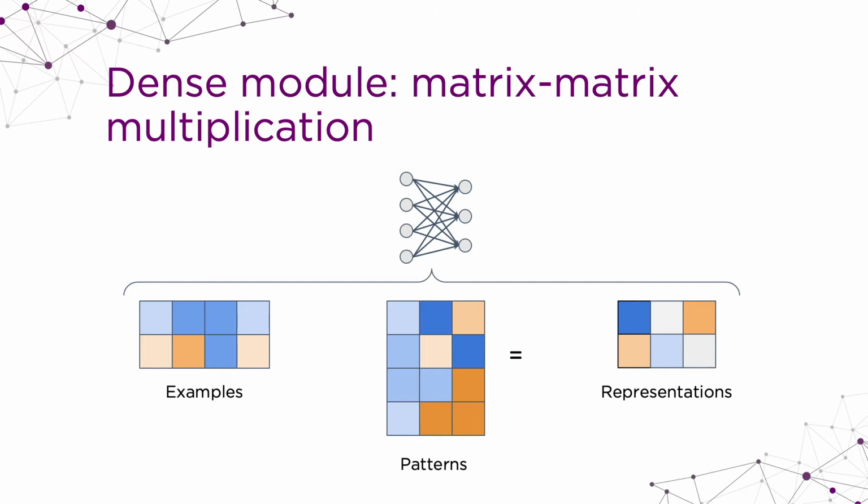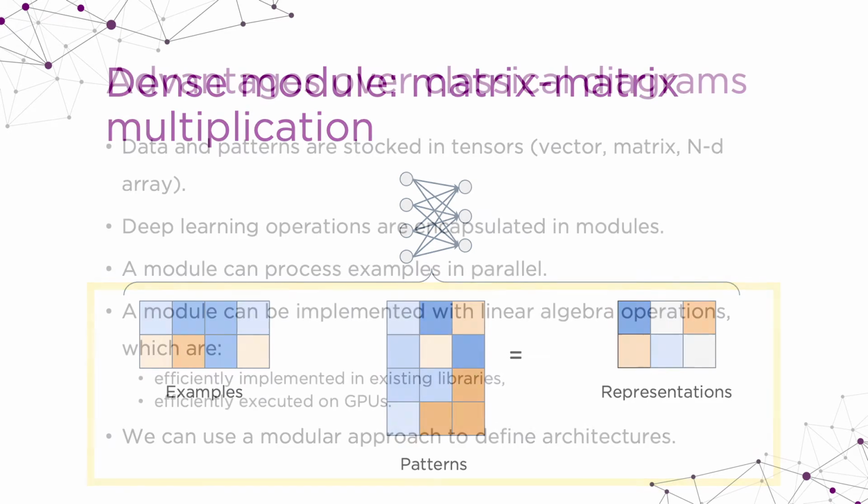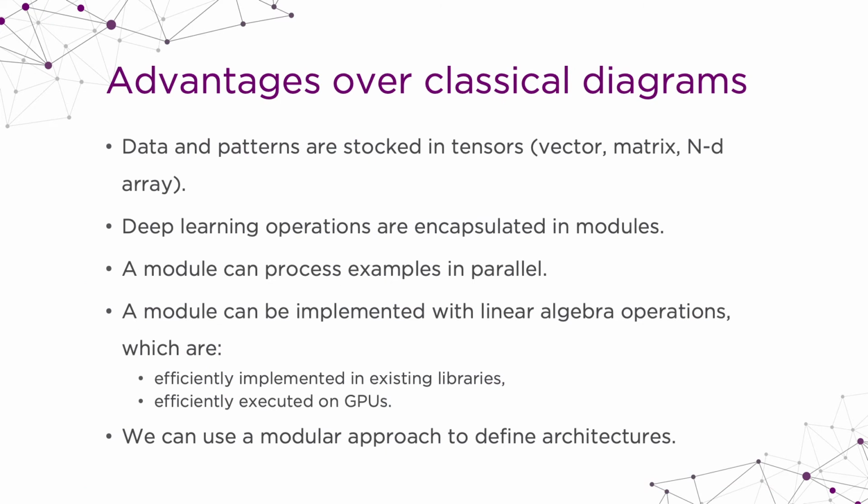And the dense module will be used everywhere in our architecture. So that's why we're using GPU. We implemented this simple step in the artificial neural network as a matrix-matrix multiplication. So the advantage over the classical diagram is that data and patterns are now stacked in tensors. So we are using vectors, matrices, or ND arrays.